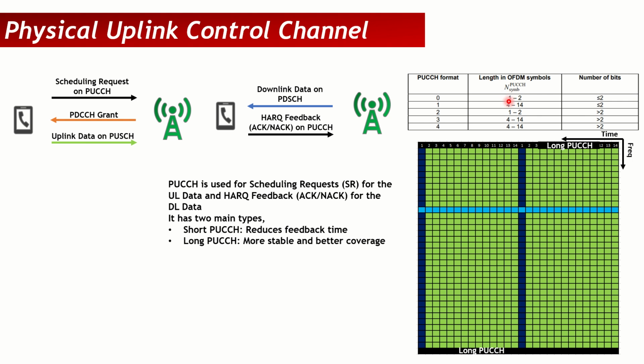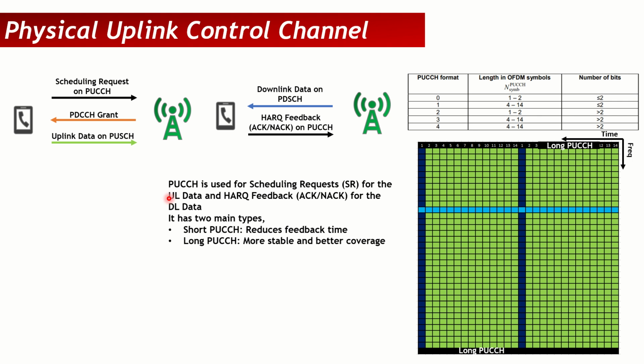Over here, we can see the length of each format. If the length is 1 to 2 symbols, then that is called a short PUCCH, like format 0 and format 2. They are short PUCCH. If the length is bigger than that, let's say 4 to 14 symbols like this, then we call it a long PUCCH. So here, if you see, the PUCCH is 1 to 14 over here. So we can call it a long PUCCH.